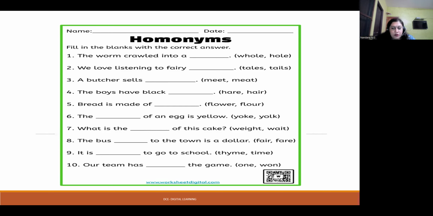The bus fare to the town is $1. Fare refers to F-A-R-E, the bus ticket. The other word, F-A-I-R, refers to the village fair.